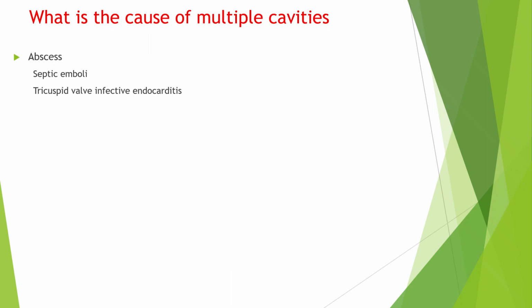The first X-ray was a classic case of melioidosis. Whenever there are multiple cavities, think always about sepsis, septic emboli, or tricuspid valve endocarditis.